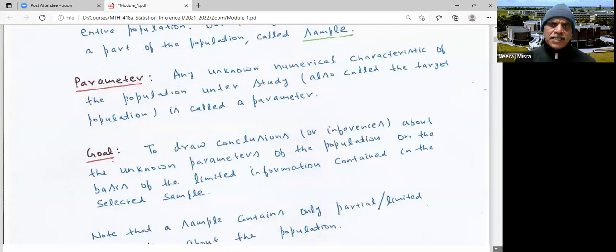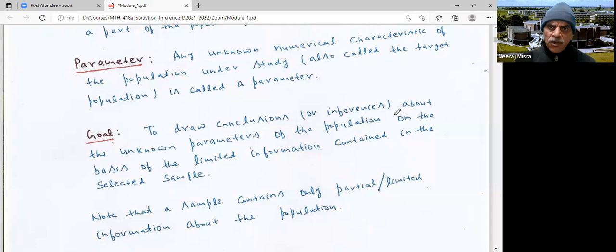Now the basic goal is to draw conclusions or inferences about the unknown parameters of the population on the basis of the limited information contained in the selected sample. Note that I cannot examine the whole population. What I have at my disposal is just a sample, a part of a population. Just based on the information contained in the sample, I want to gain information about the unknown parameters of the population.